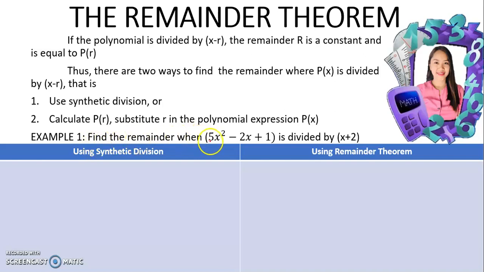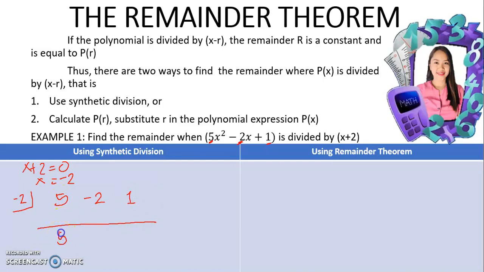So let us try this example. Find the remainder when 5x squared minus 2x plus 1 is divided by x plus 2. So using synthetic division, you have to equate first the divisor x plus 2 to 0. So solving for x, this will become negative 2. So, you will write sa half box natin, negative 2. Then, get the numerical coefficients, 5, negative 2, and 1.